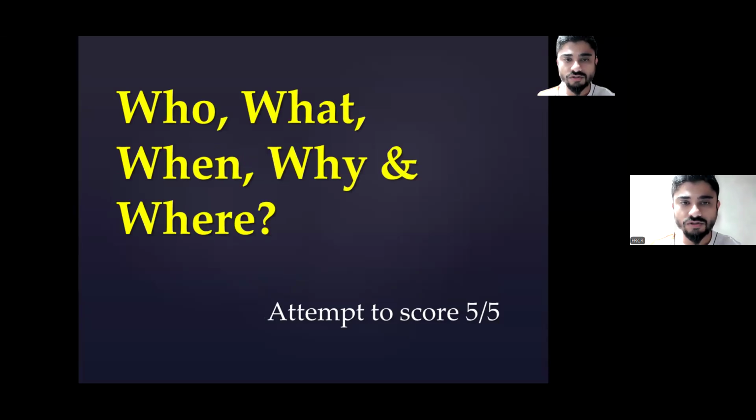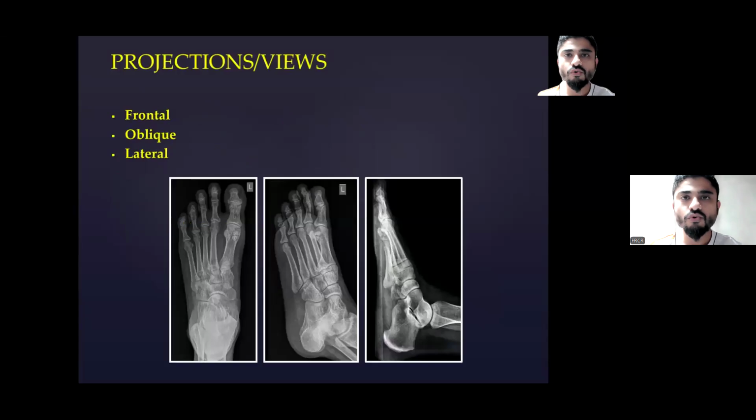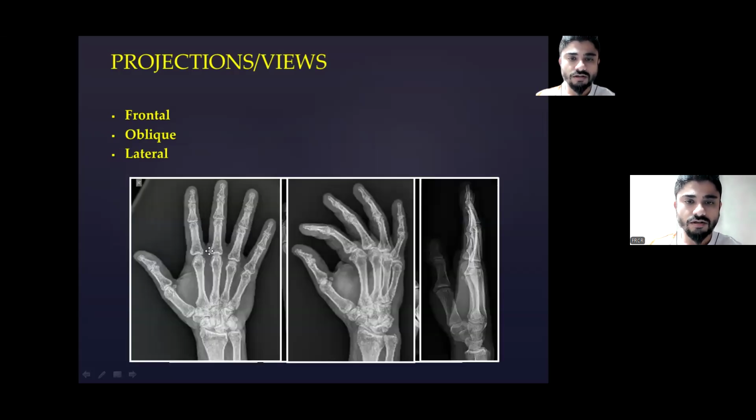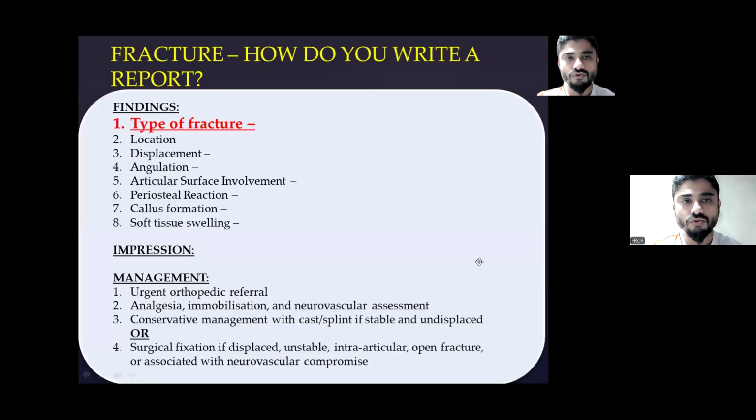So before going to the fractures, there are three projectional views that we should know: frontal, oblique, and lateral. These are the three views you should know, and how to describe them if you see any fracture. Similarly, in case of hand X-rays, there are three views: frontal, oblique, and again lateral.